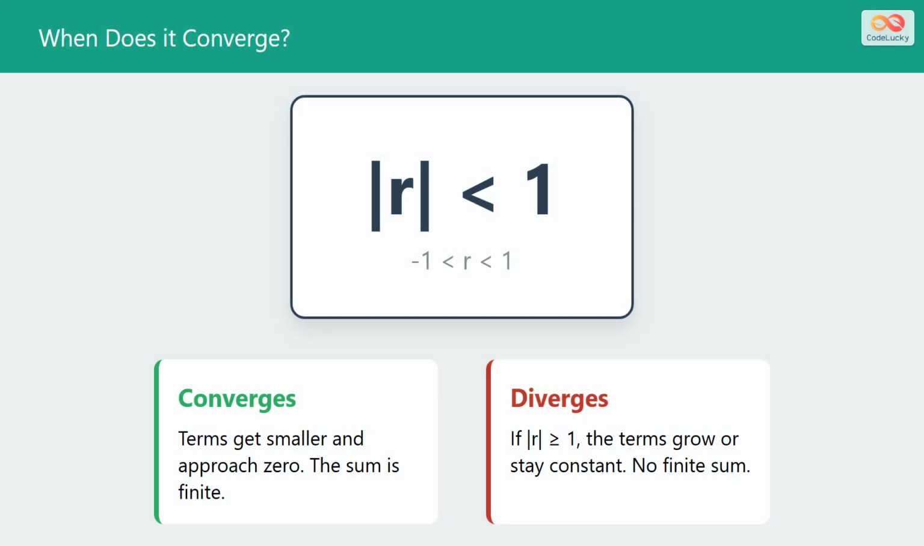Here is the most critical rule. For an infinite series to add up to a specific number, the absolute value of the ratio r must be strictly less than 1. This means r must be a fraction between -1 and +1. If this condition is met, the series converges. If r is 1 or greater, the numbers don't shrink fast enough, and the sum grows to infinity.